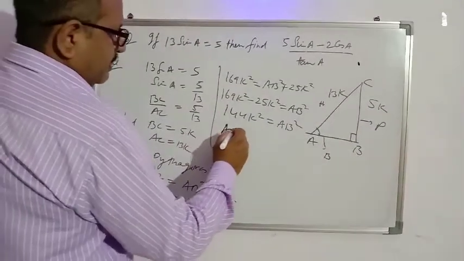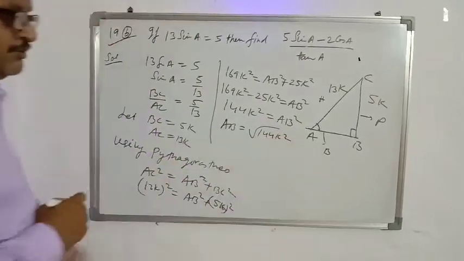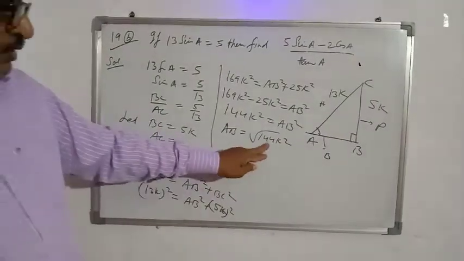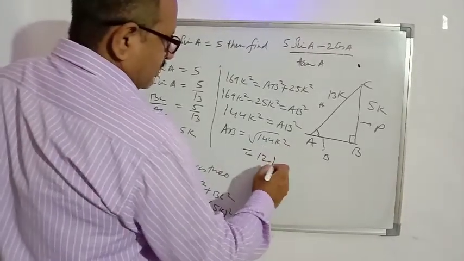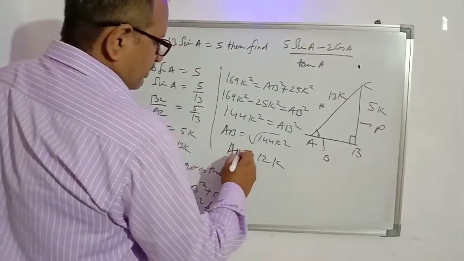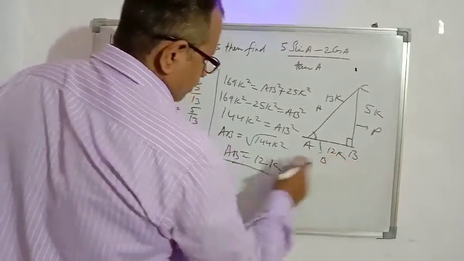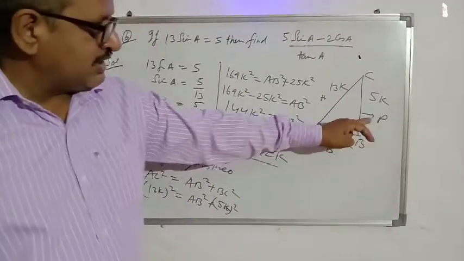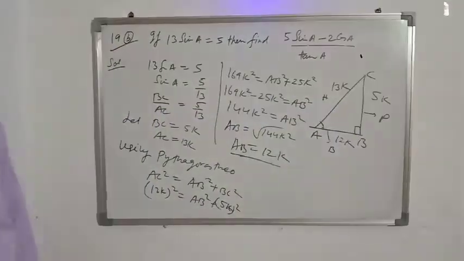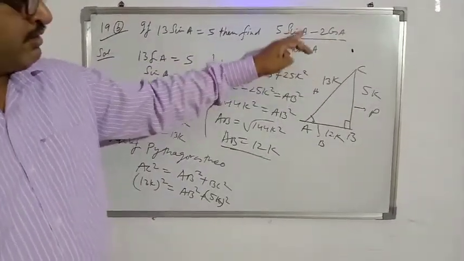So what will be AB? Take the square root of 144k square. Square root of 144 is 12. Square root of k square is k. So AB is 12k. So this side is 12k. So we see that all the three sides of the right angle triangle are known. So we can write the value of sin A, cos A, tan A and put in this.